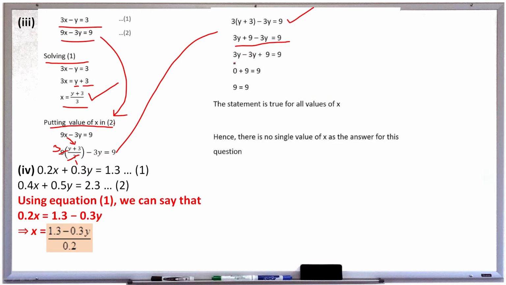Simplifying, you will get 3y minus 3y cancel. So 9 is equal to 9. This statement is true for all values of x. Here there is no single value of x. The answer for this question: no single value for this equation.